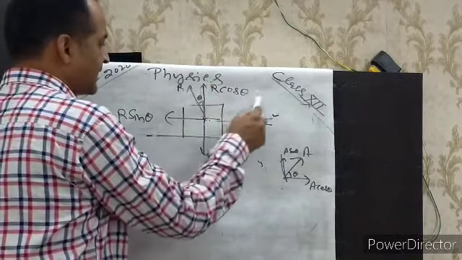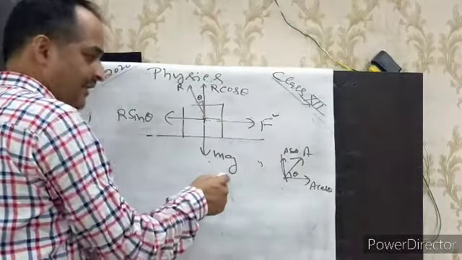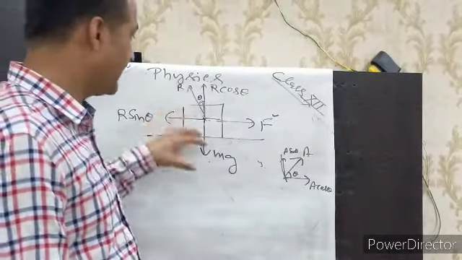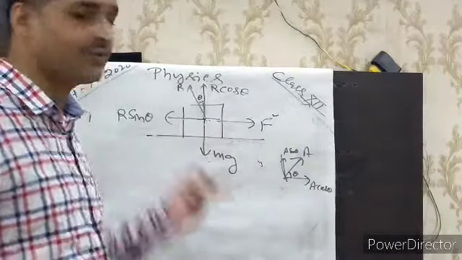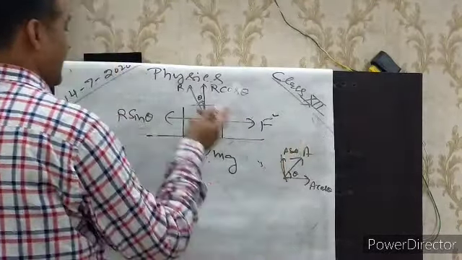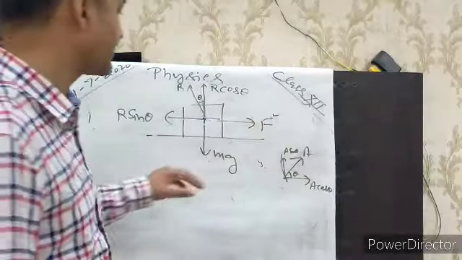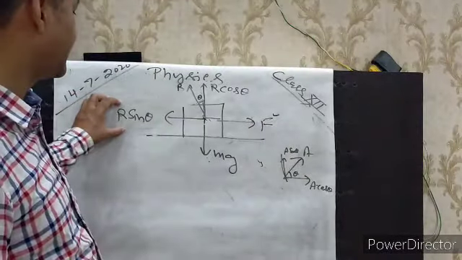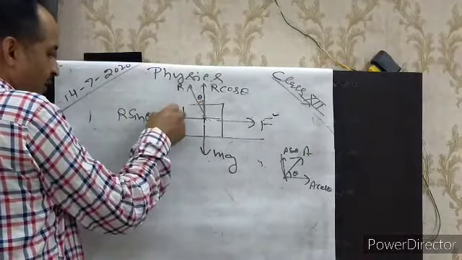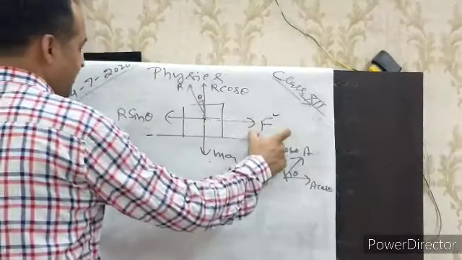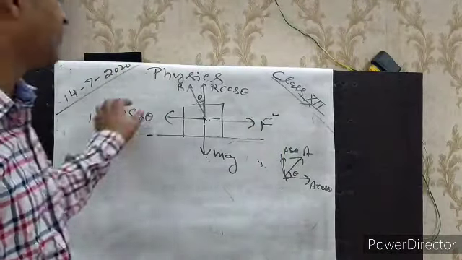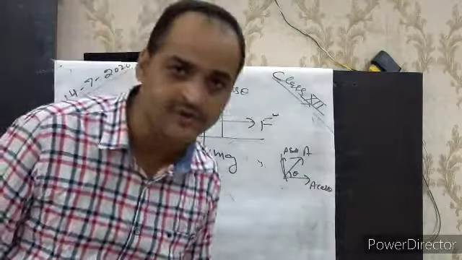Now this R cos theta is the counterbalance of mg, meaning it is not moving in the vertical direction. Then how is it not moving? R cos theta is equal to mg. And it is not moving in this direction also, right? Then how is it not moving in this direction? This R sin theta will come into play and this will stop the block. This R sin theta is equal and opposite to the applied force. Therefore, it is not moving in the horizontal direction also.